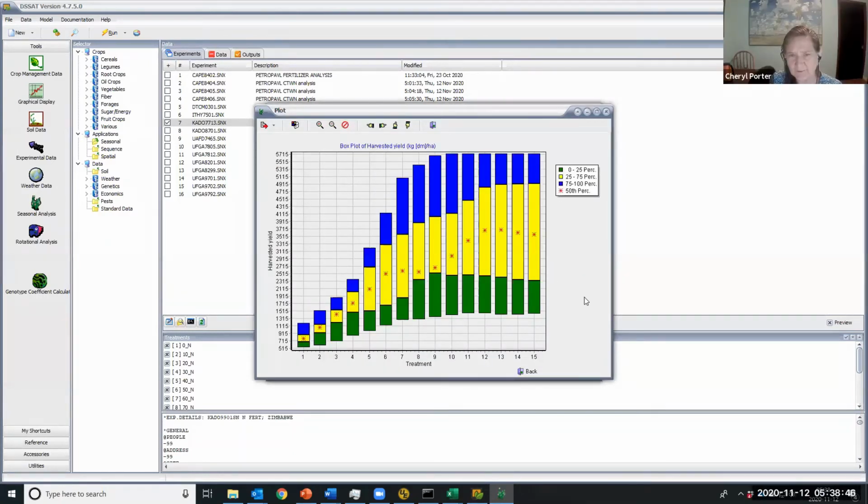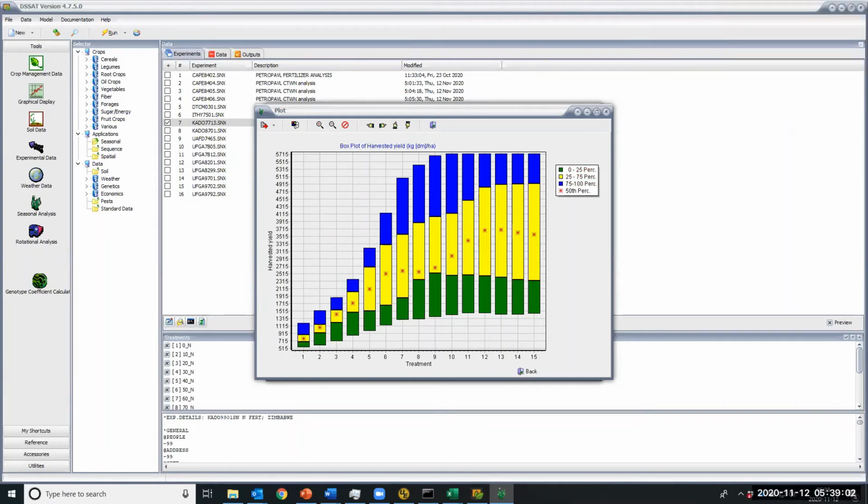So this time we have a much wider variability, or we have variability this time. Each one of the bars shows one treatment, and the variability is due to differences in weather over the 13 years.